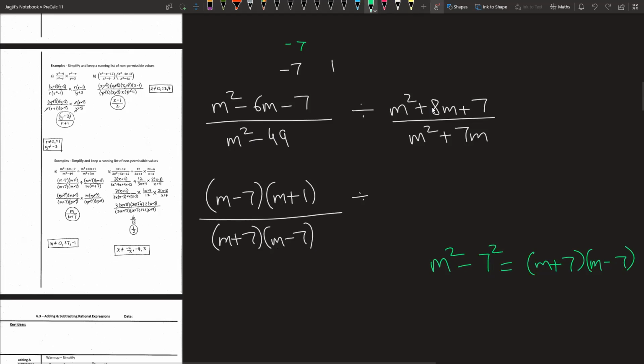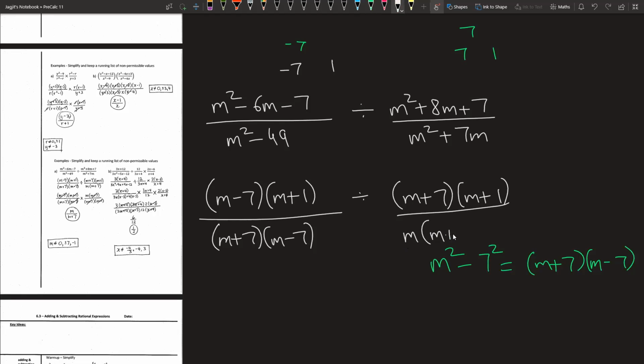And now we're going to factor this term right here, m squared plus 8m plus 7. So 1 times 7 gives me 7. I need to find two numbers. When you multiply them, you get 7. When you add them, you get 8. It'll be 7 and 1. So the factors at the top would be m plus 7 times m plus 1. And then for the bottom, that's easy. You just factor the m out and you'll be left with m plus 7. Okay, quite simple. We factored everything out fully.